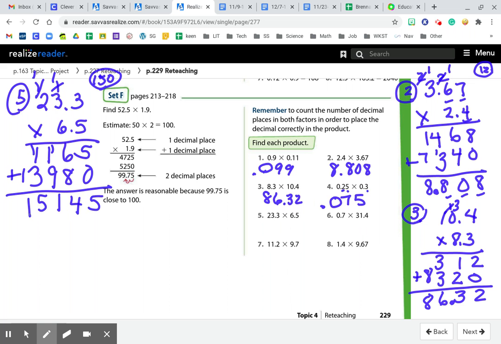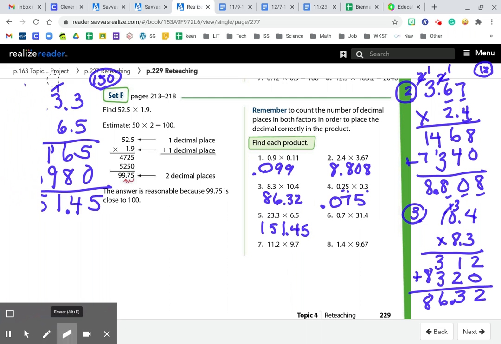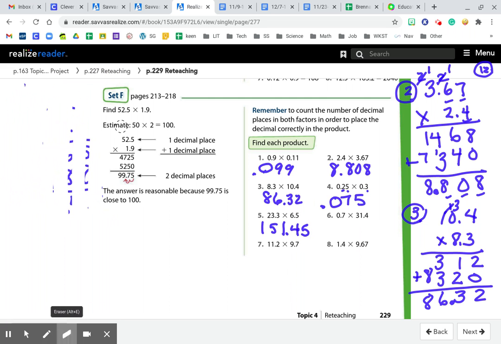Two digits in decimal place value in the problem, 2 in the answer. Number 6. And we said it was going to be around 150, and we were right.